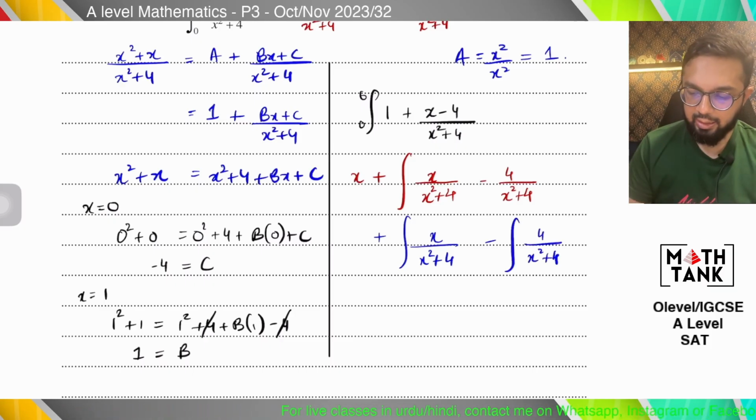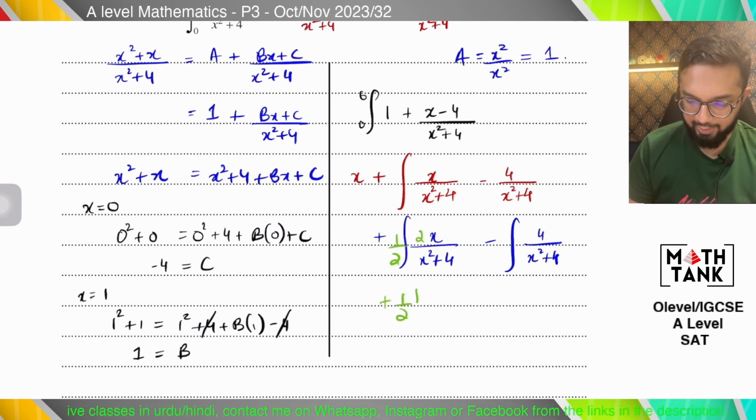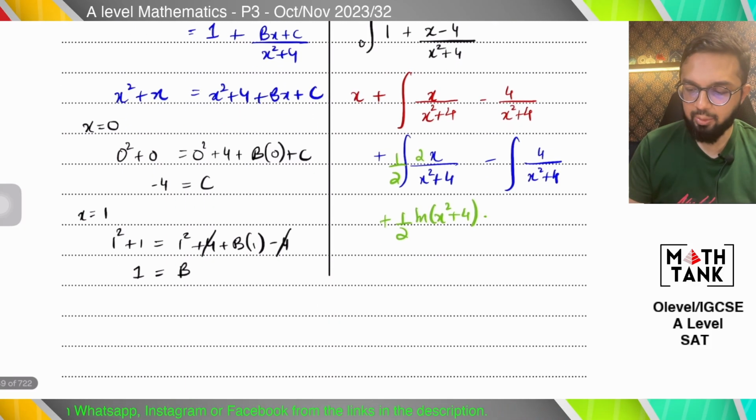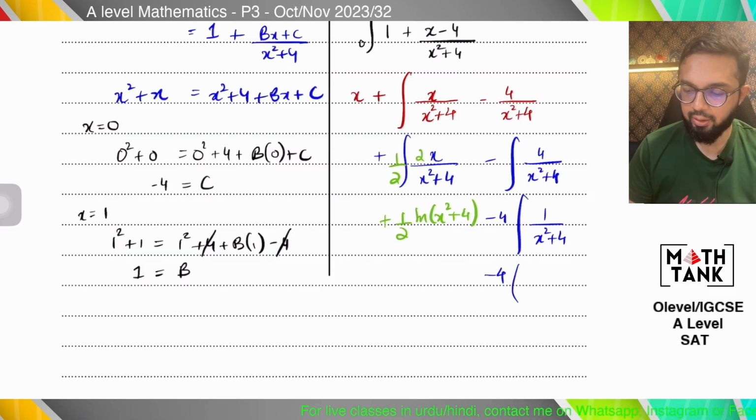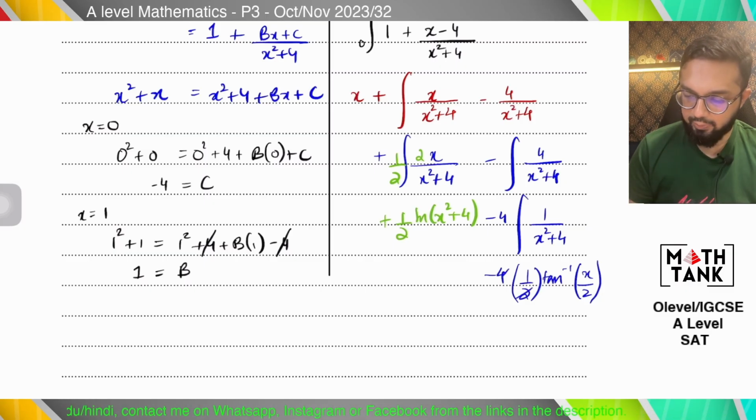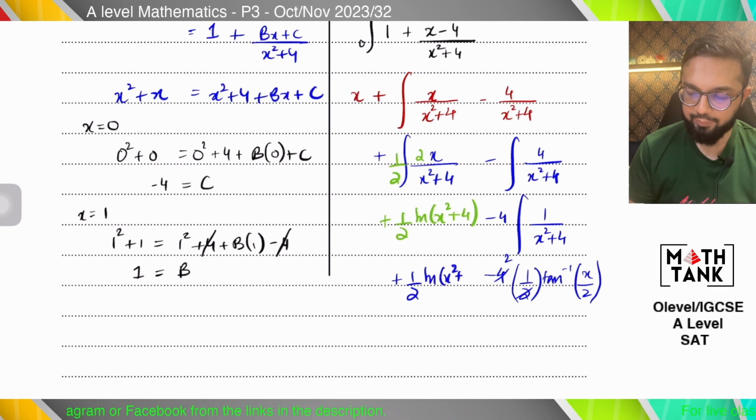And say that I can recognize this with 2x over 2. So this becomes half ln of x squared plus 4. And this one is tan inverse. So this becomes 4 into half tan inverse of x over 2. That gives me half ln of x squared plus 4, minus 2 tan inverse of x over 2, and x here.